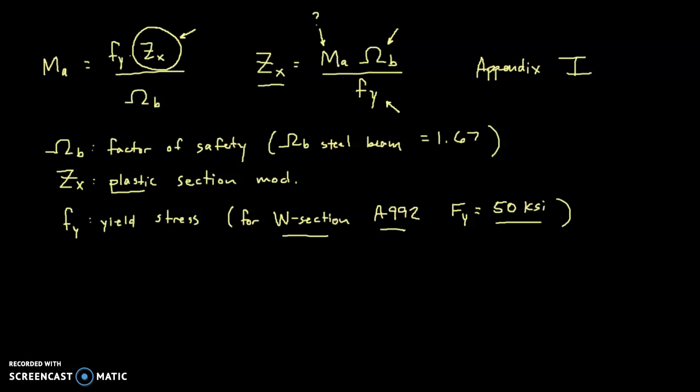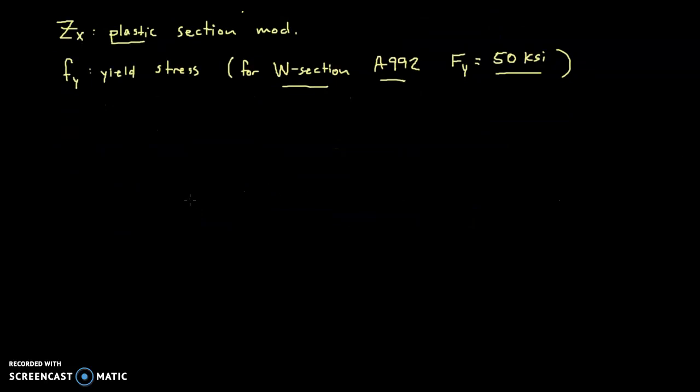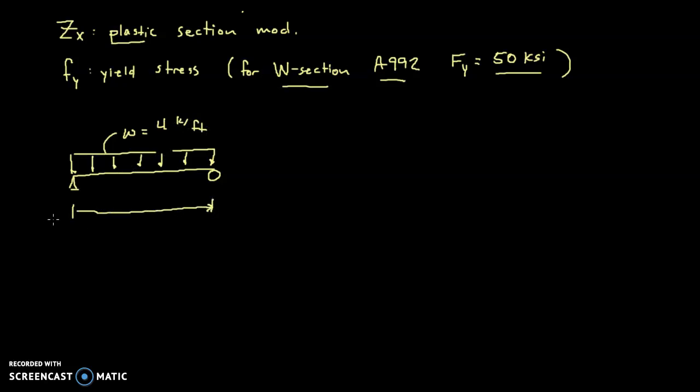Example 16.1 is a simply supported beam with a uniformly distributed load. This is pretty common, the most common support and loading condition. And again, this chapter is basically a review of the previous chapters. All we're doing is taking what we've learned previously and putting it all together. So the distributed load here, little w, is 4 kips per foot. The span of the beam is 25 feet.